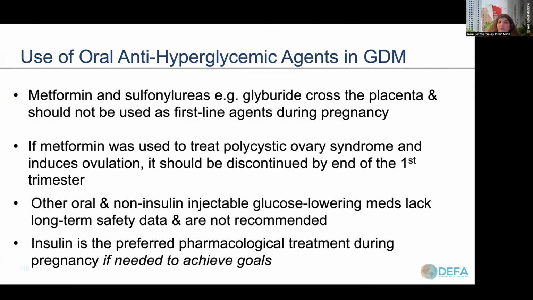If metformin was used for the person to become pregnant, because it can induce ovulation, especially with people with PCOS, we should discontinue the metformin by the first trimester of pregnancy. Other oral and non-insulin injectable diabetes medications have no long-term safety data and are not recommended during pregnancy. Insulin is the preferred pharmacological treatment for gestational diabetes during pregnancy, and with insulin, you could always get to goal.